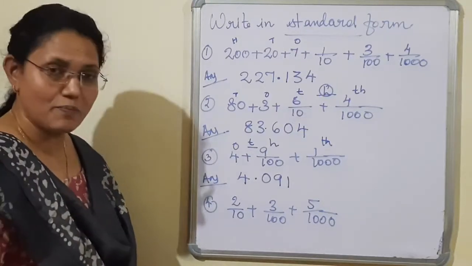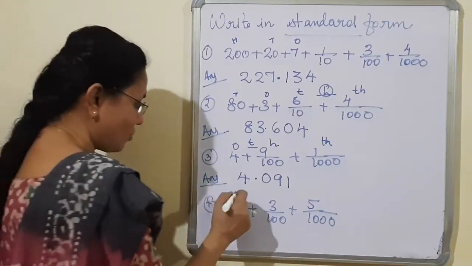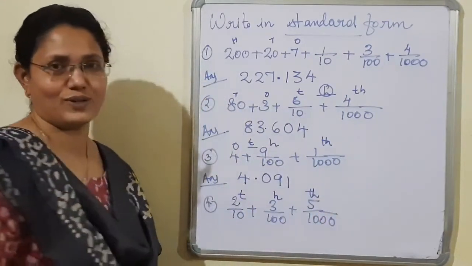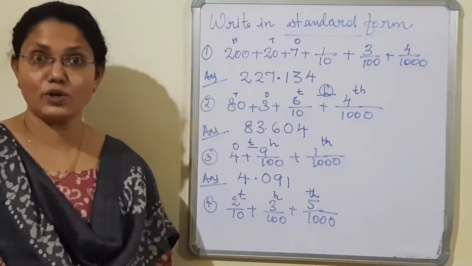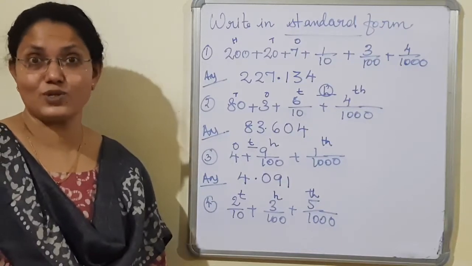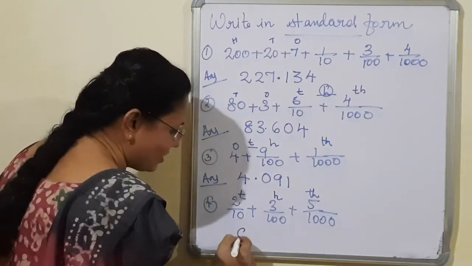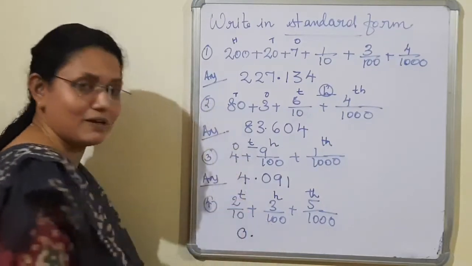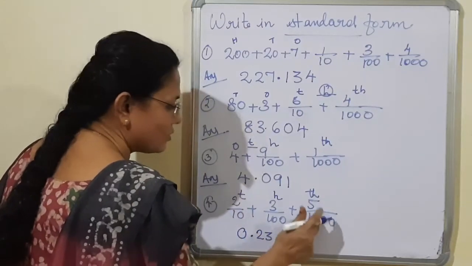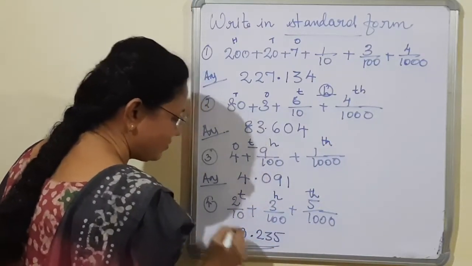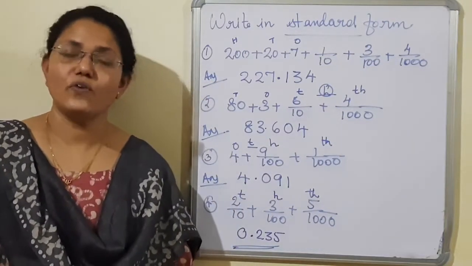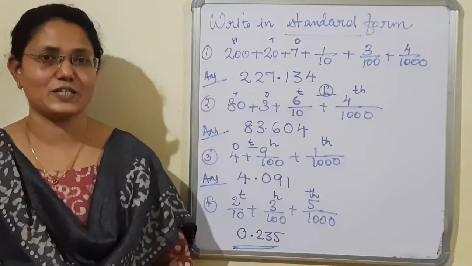2 by 10, 3 by 100, 5 by 1000. 10th place is there, 100th place is there, and 1000th place is also there. But here whole number is given or not? No. If whole number is not given, what we have to do? Yes, we should write there 0. Just after that put the decimal point. 10th place 2 is there, 100th 3 is there, 1000th 5 is there. Dear children, I think all of you could understand how to find the standard form of a given expanded form.